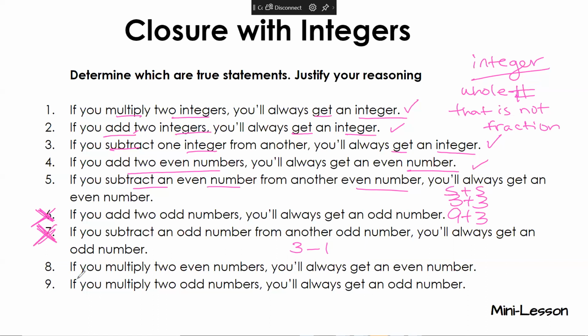Okay. What if you multiply two even numbers? Are you always going to get even numbers? Yep. What about multiplying odd numbers? You get an odd number. Okay, if you say no, you got to give me an example. Yes, sir. Yes, ma'am.